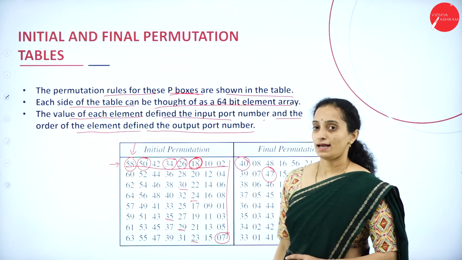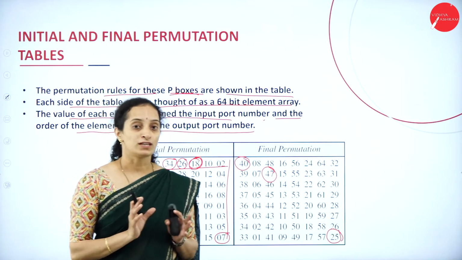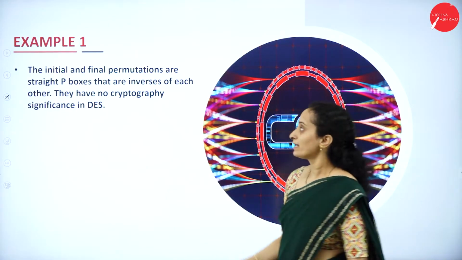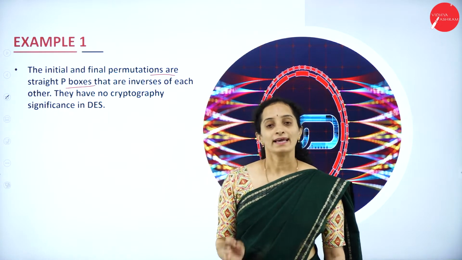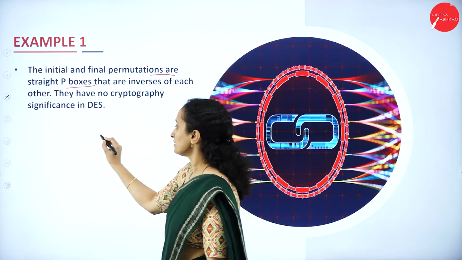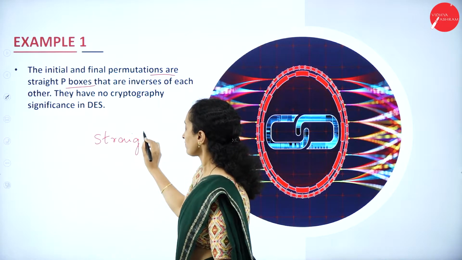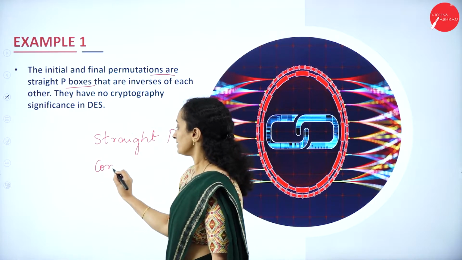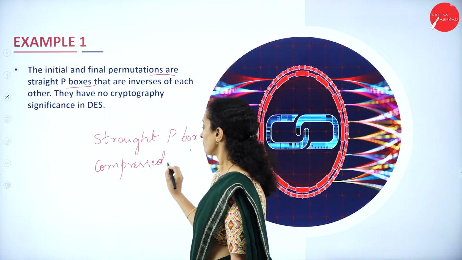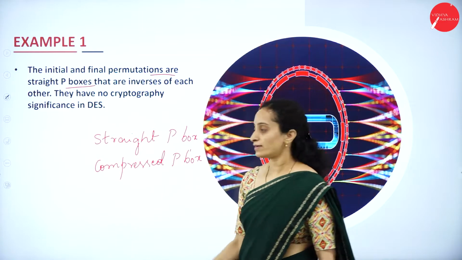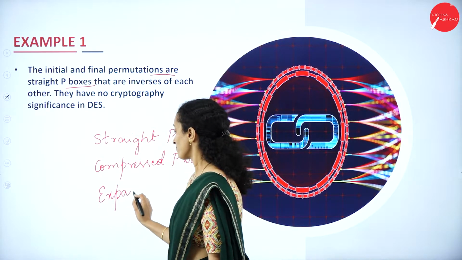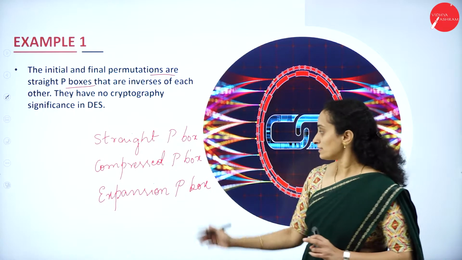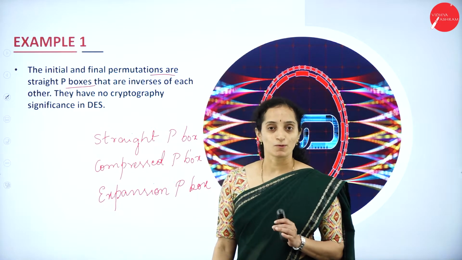This element array will give you the hint of the permutation in the initial P box and the final P box. The initial and the final permutations are straight P boxes. In these permutation boxes, we have three types of P boxes: one is the straight P box, another is the compression P box, and the third one is the expansion P box.